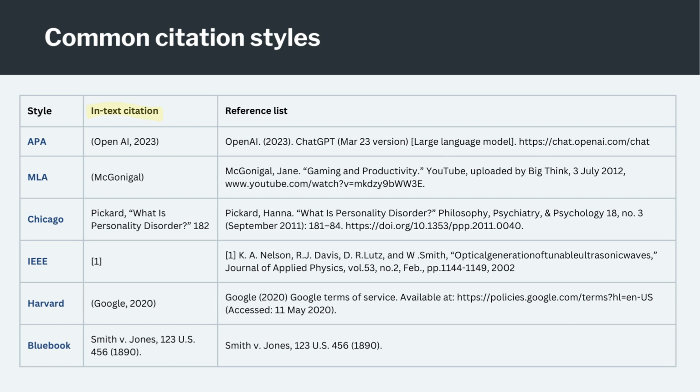In-text citations are the ones you put in the body of your work. The reference list goes at the end of your paper or in the last slide. Some styles look similar, like APA and MLA use name and year, but some are very different, like IEEE uses numbers. It's important to know the required or recommended citation style for your course.